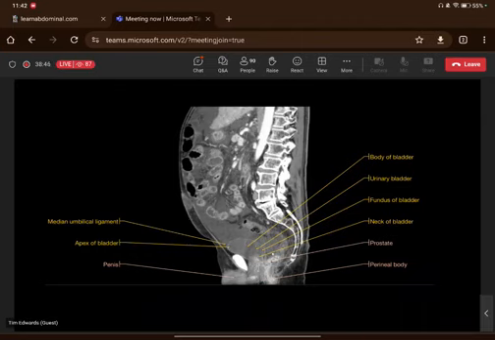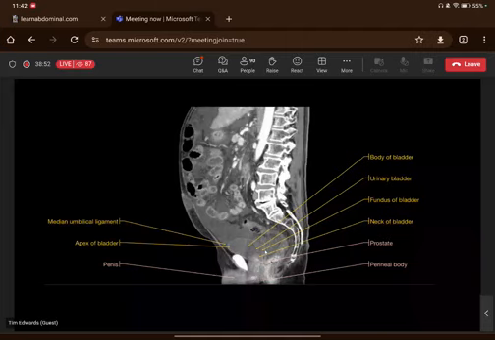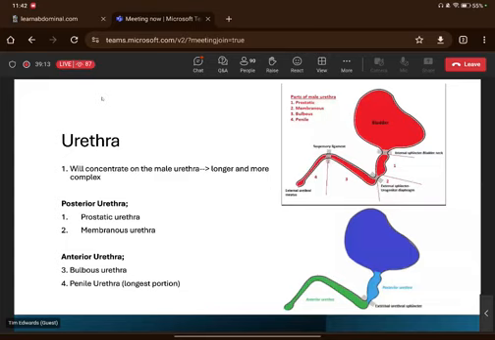And then posteriorly and postero-inferiorly, you've got the fundus of the bladder, and then here you've got the body of the bladder, and this superior part was considered the dome of the bladder. So not too much really to know from a bladder point of view, but we'll see some more MR images of that coming up. So the urethra.